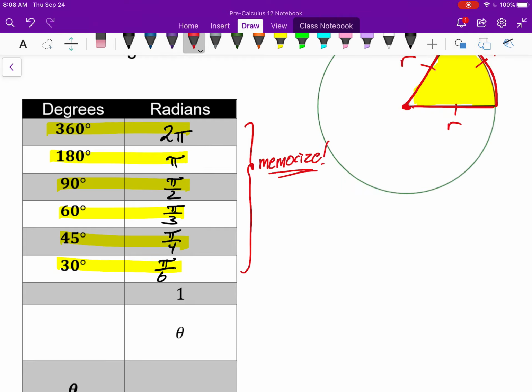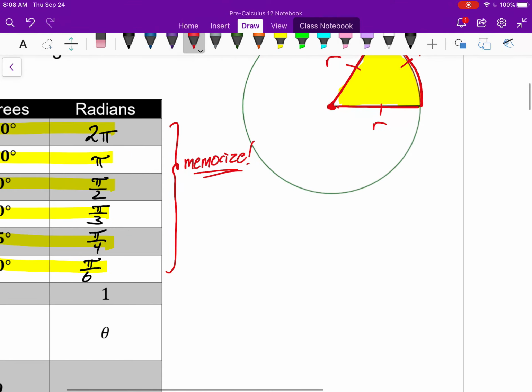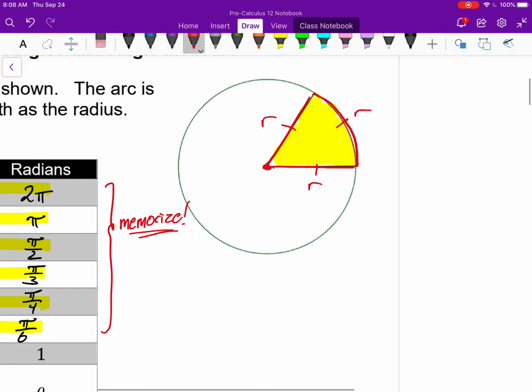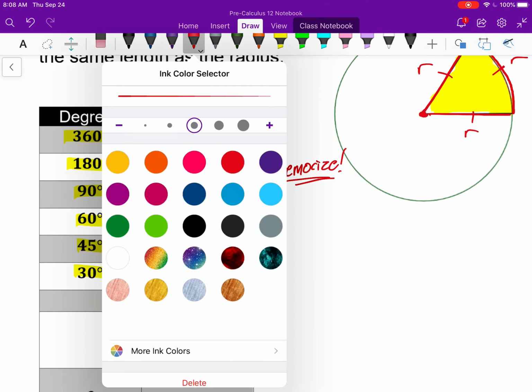That said, what is 1 radian in degrees? Not 1 pi, 1 whole radian. Well, that's what I've drawn right here. What you see in yellow right here is 1 radian. What's that in degrees? Well, I can still use proportional reasoning here.